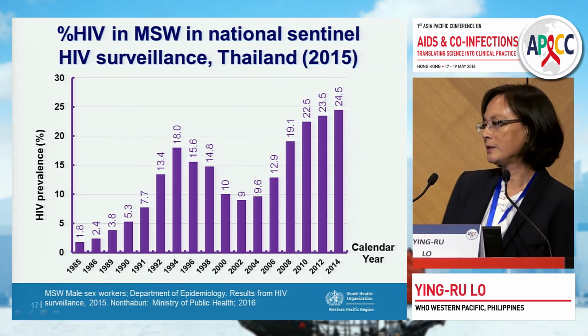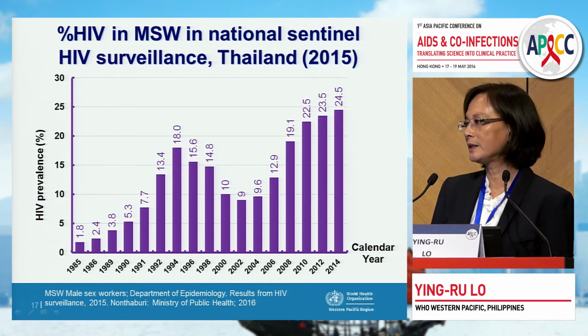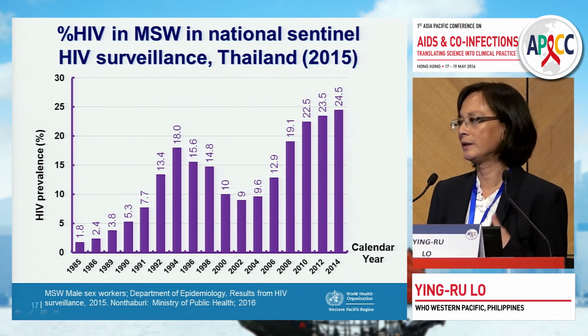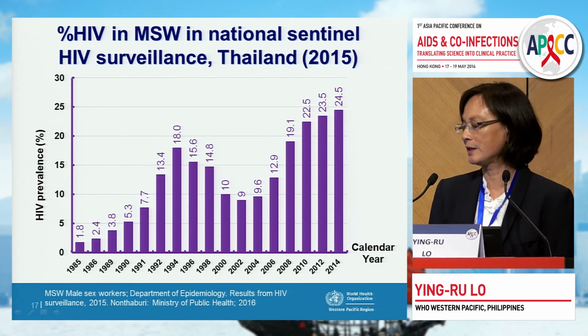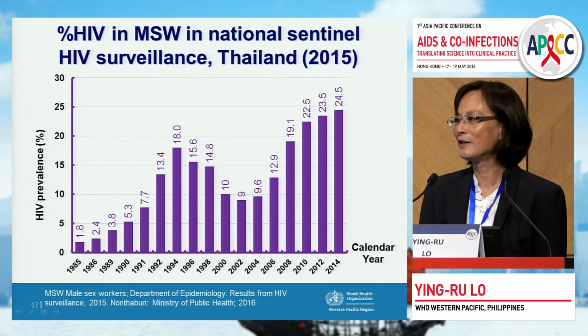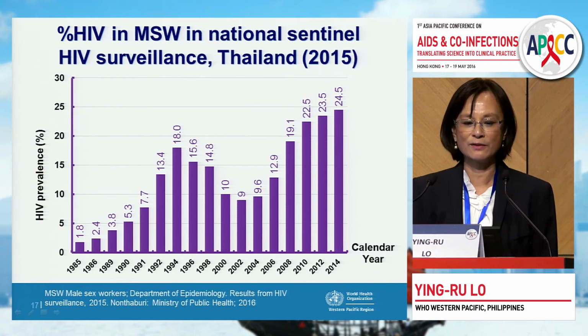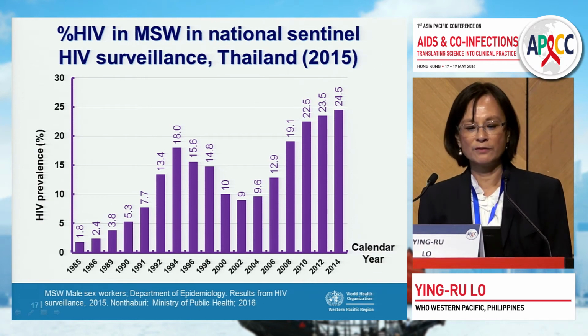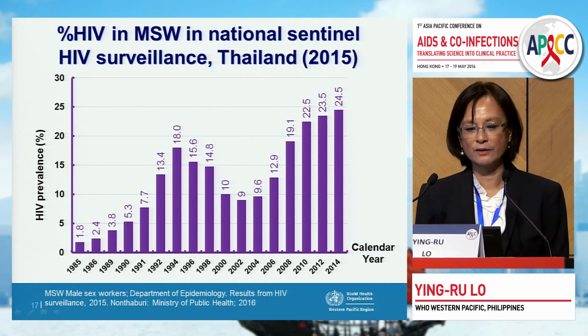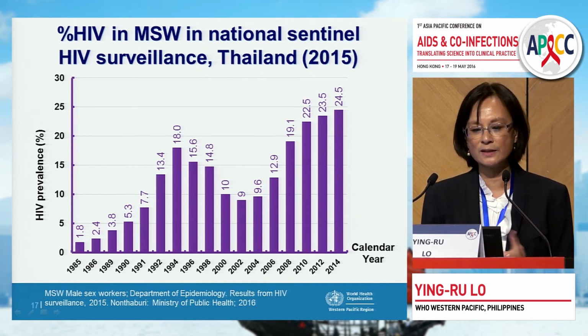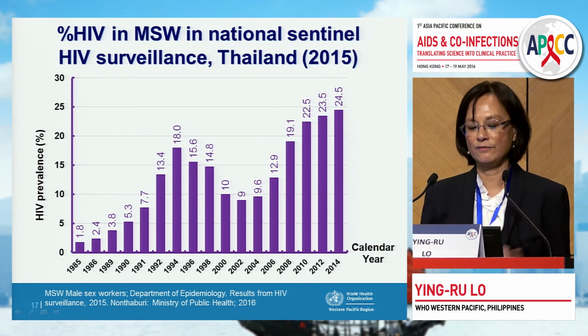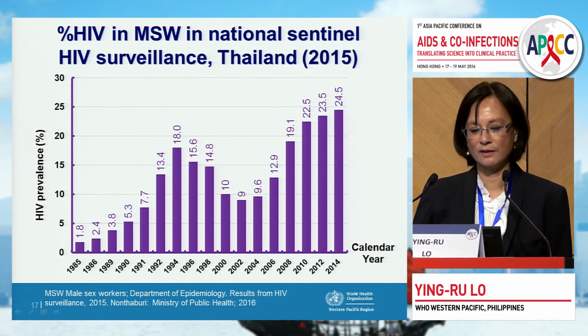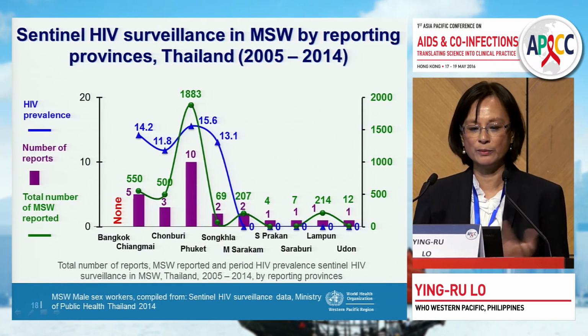So now I'm showing some surveillance data from Thailand. Thailand has traditionally, or historically, one of the strongest surveillance systems in the region, and has invested a lot in surveillance. And here you see the HIV prevalence in male sex workers in the National Sentinel HIV surveillance in Thailand is very high. And these are data which are true, we believe in them.